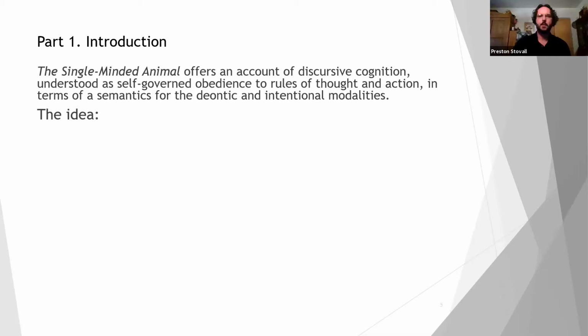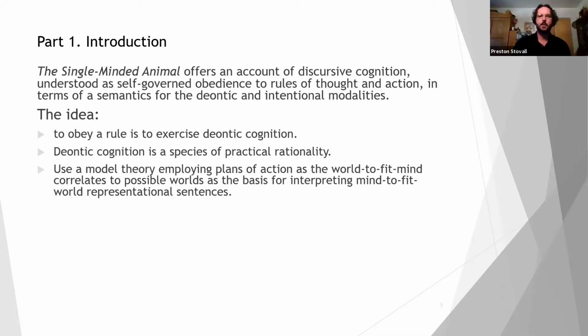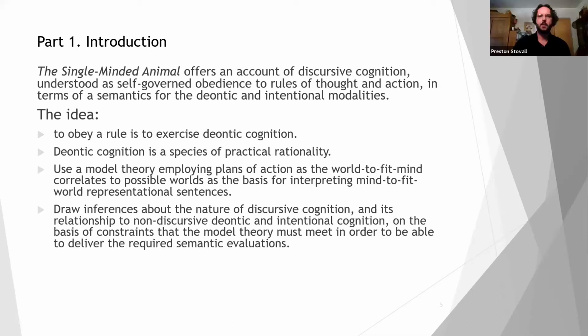The idea is that to obey a rule is to exercise deontic cognition. Deontic cognition is a species of rationality, and I use the theory of plans of action as the world-to-mind correlates to worlds, as a basis for interpreting mind-to-world in the representational sense. So I use worlds and plans to account for the two directions of intentionality. And then draw inferences.